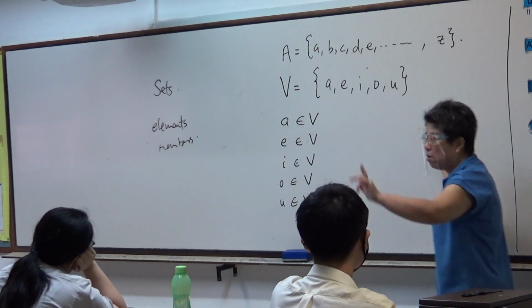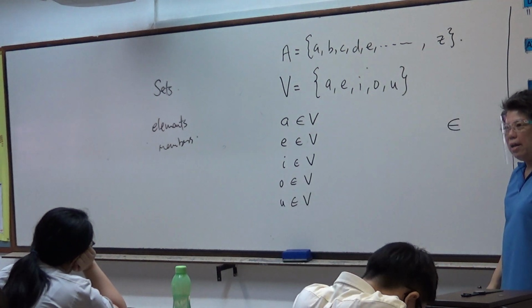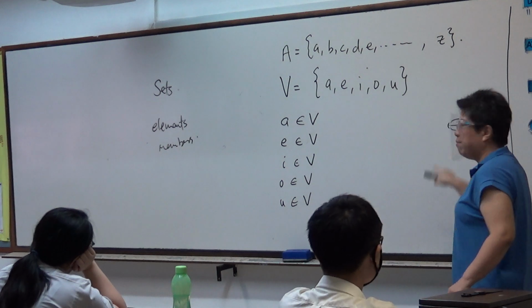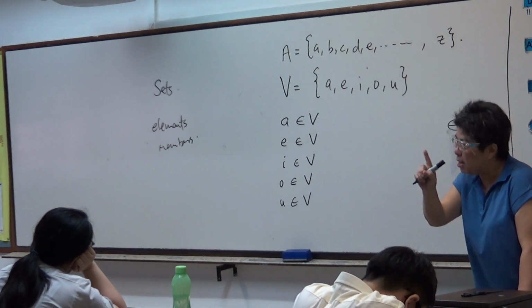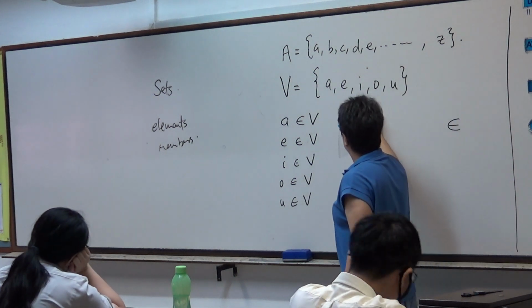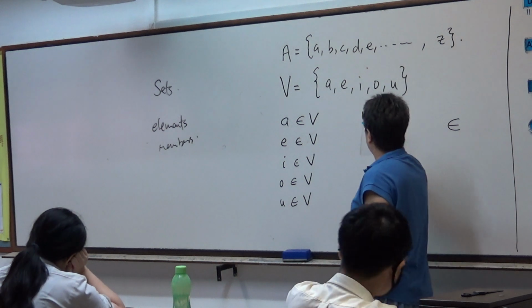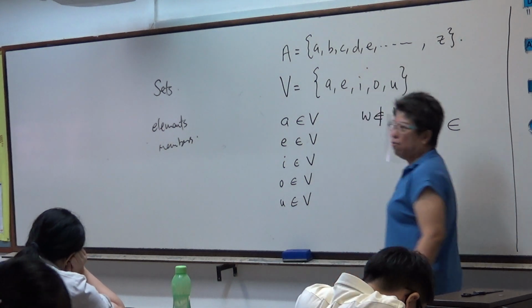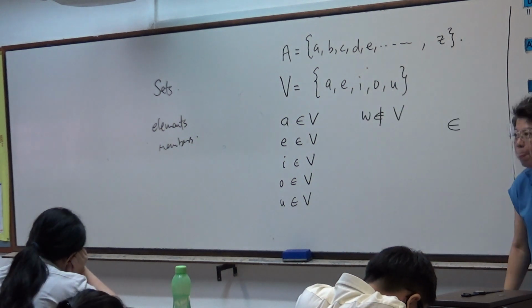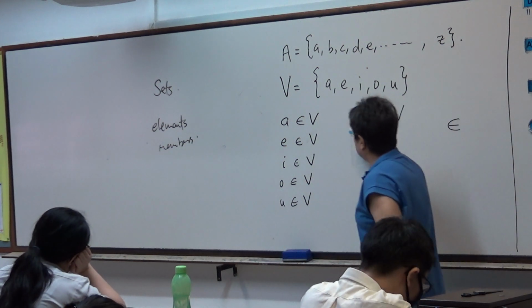How to write it? Some people confuse it. You write it like this, then you put a line here. Something like a C and then with a line there. You don't write an E, it's not an E, understand? Now, is W inside here? No. So W is not an element of V. This is what it means. Everybody clear? Okay, now, another notation.